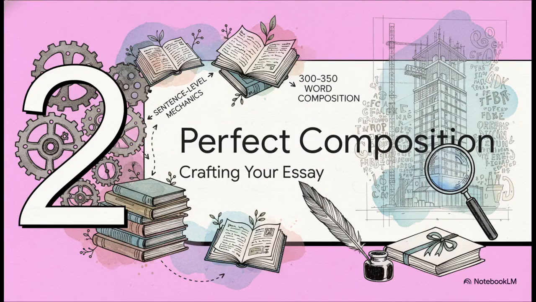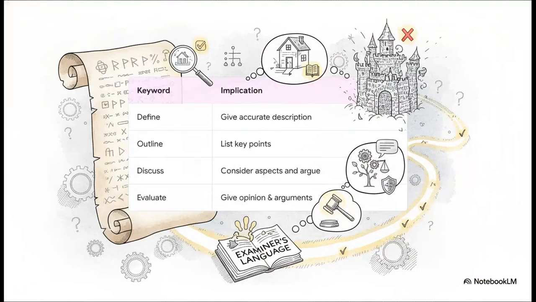Moving right along to Section 2, Crafting the Perfect Composition. Now that we've locked down those sentence-level mechanics, let's zoom out a bit to the macro level. We're shifting our focus to how you can actually build that dreaded 300 to 350-word original composition. The real secret to a perfect composition? It's decoding what the examiners are secretly asking you to do. Look at how breaking down these question keywords forms our whole strategy.